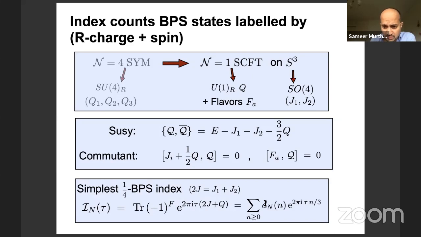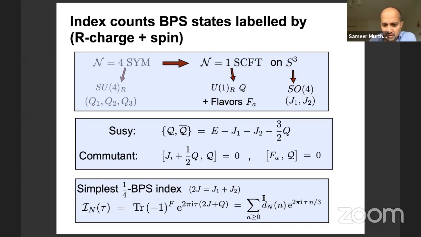So this index has a periodicity in tau, which depends on the quantization of J and Q. So J has some universal quantization based on the angular momentum on the sphere. The Q, which is an R-charge, is quantized according to the theory. Here I've chosen to show N equals 4 super Yang-Mills, where remember the R-charges are 1/3 or 2/3 plus an integer. So that's what I'm going to talk about.